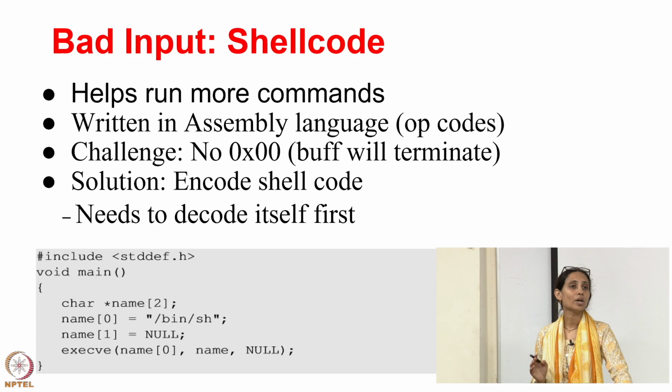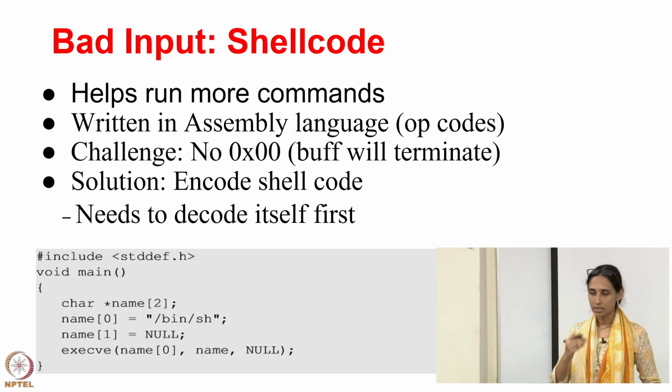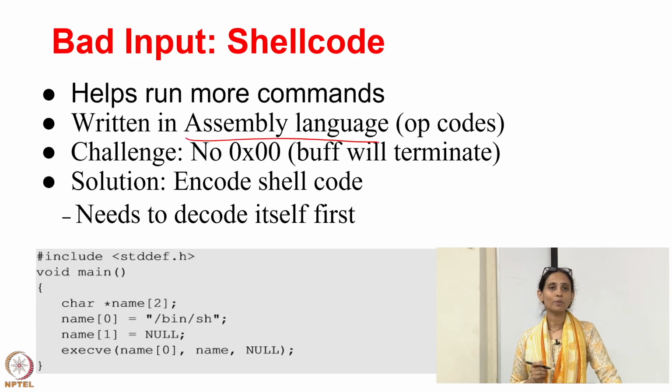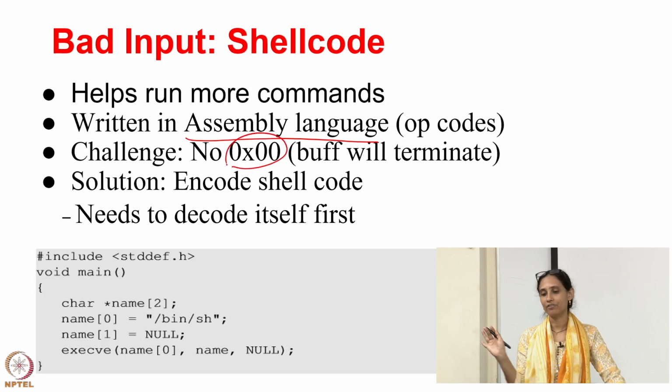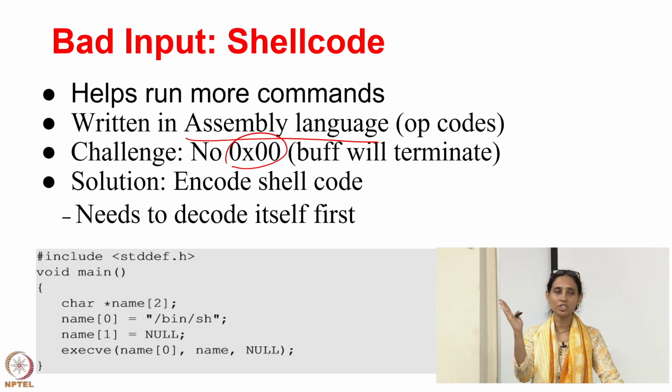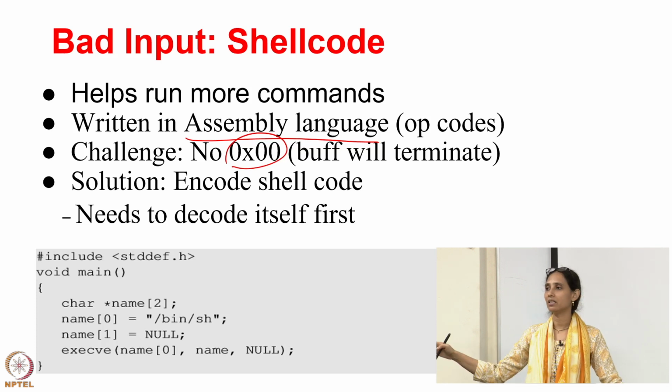The other is you have to write a shell code. That is, in the bad input you have to write shell code, and this shell code has to be written in assembly language. One of the bigger challenges there is that this shell code cannot have the null character at all, and it is very difficult to write shell codes without a null character, because the moment you see a null character, the buffer string copy will terminate the copy at that particular point.